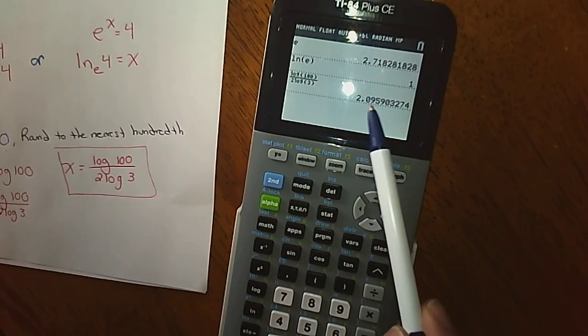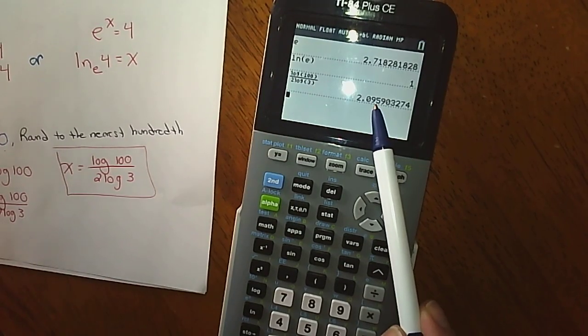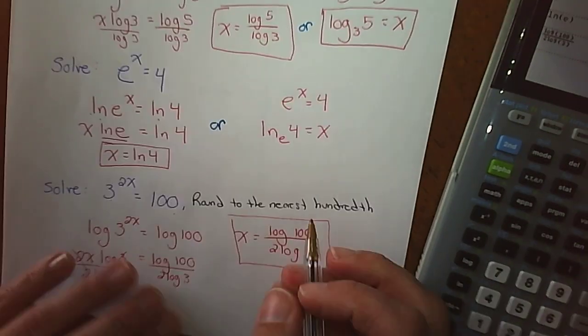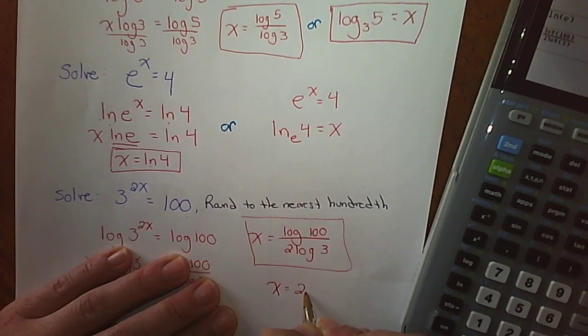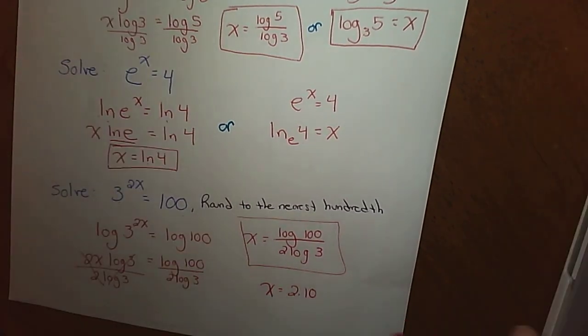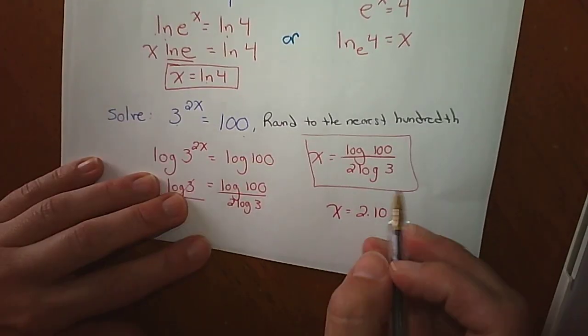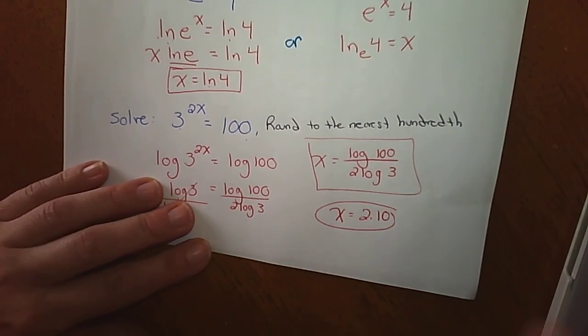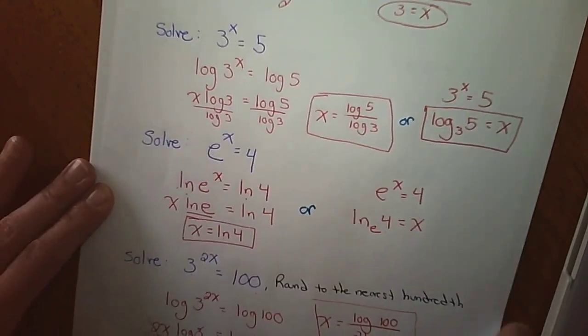Now, this is going to round. If I want nearest 100th, I got to go to the 5. The 5 rounds the 9 up to a 10. So this becomes x equals 2.10. Let me see if I can push that up a little bit so you can see it. And this would be the answer if I wanted it rounded to the nearest 10th. So that's basically what we're going to be doing.